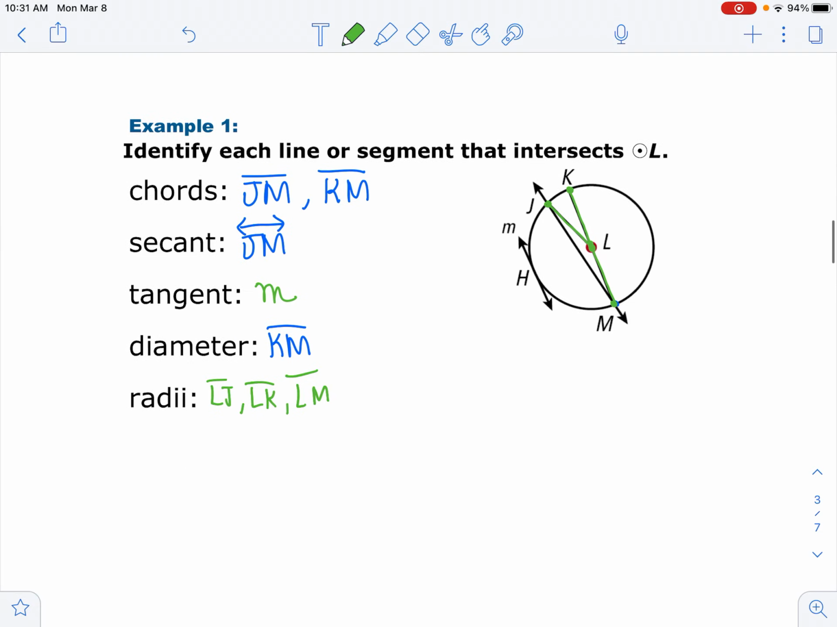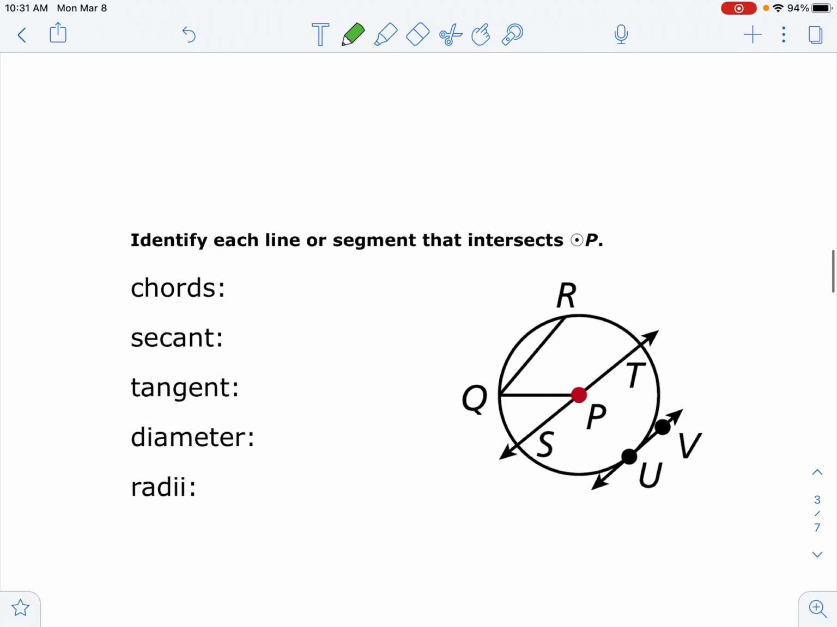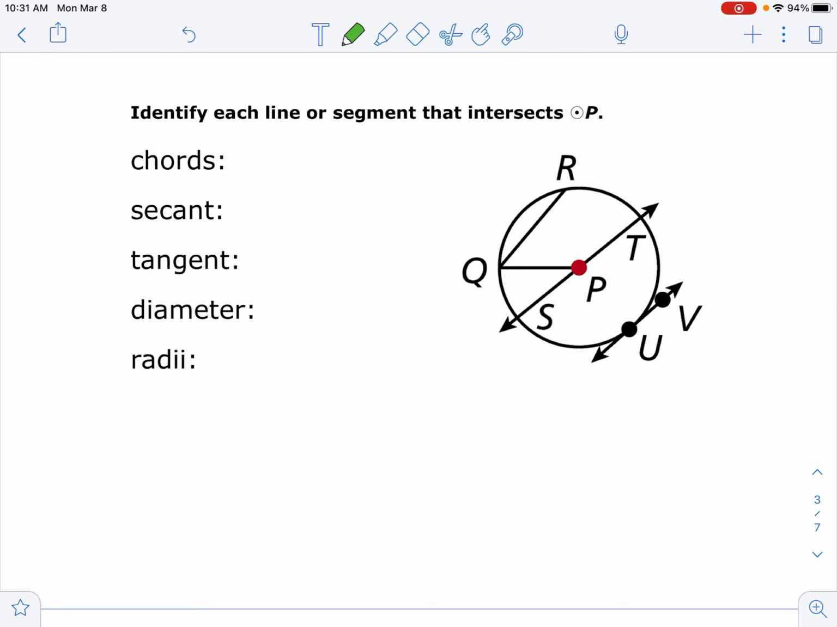All right. Go ahead and pause the video and try the next one on your own. All right, let's see how you did. Chords, there's a chord right here, which is QR or RQ. Anything I write, you can write backwards. Are there any more chords? There is another chord right here. The points are drawn in, but they're labeled. So chord ST is another chord.